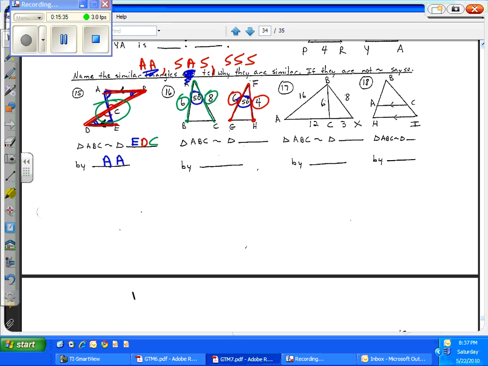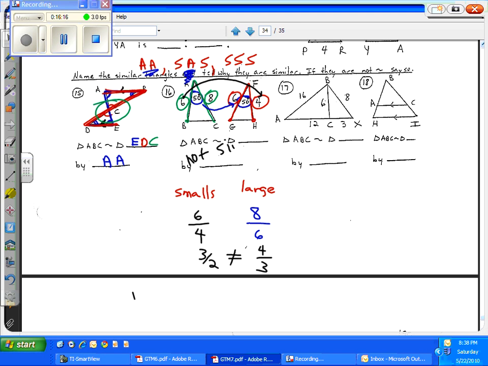We want to see if they're in proportion. And so we put small over small equals large over large. Small of this is 6. Small of that is 4. We're going to put small 6 over small 4. Large of this is 8, and large of that is 6, so we put large 8 over large 6. Now we can divide the first set by 2, and it'll reduce to 3 over 2. We can divide the second set by 2, and it'll reduce to 4 over 3. Those are not equal, therefore they are not similar.